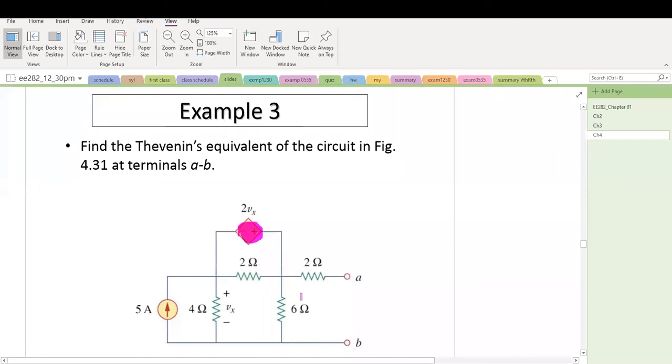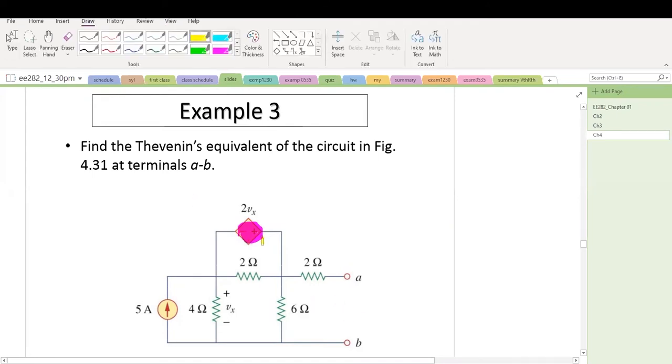Next, let's look at this circuit. How do we obtain the VTH and RTH for the Thevenin equivalent circuit? In this circuit, we have a controlled source, which is a voltage controlled voltage source. The question asks us to obtain the RTH and VTH at the terminal of A and B.